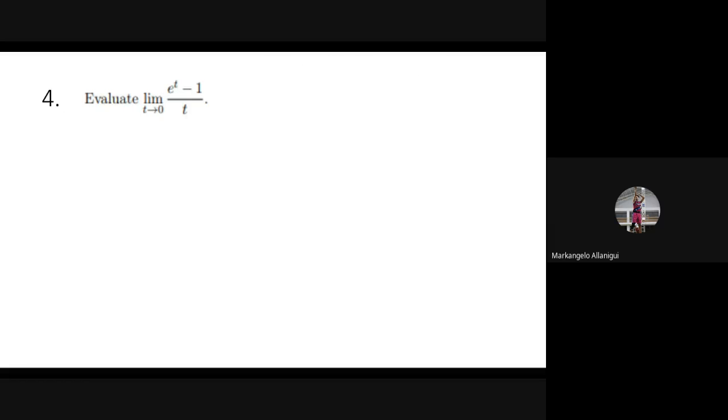It's called an Euler number. The limit of e raised to the power of t minus 1 all over t as t approaches 0. Give me the limit. You get the right hand limit and the left hand limit.